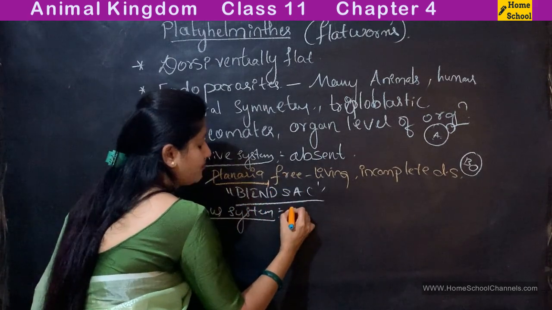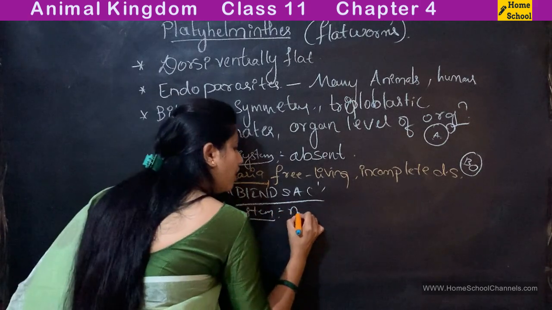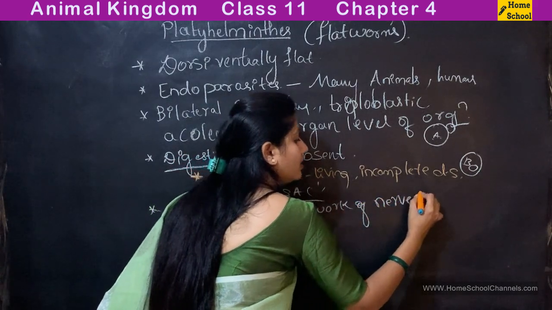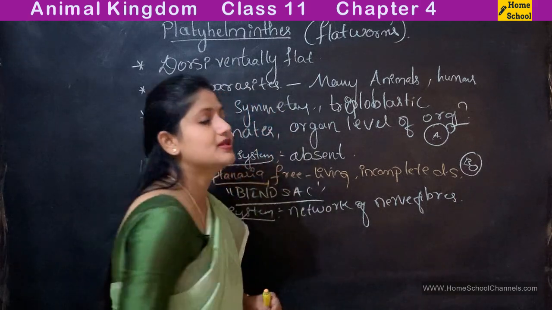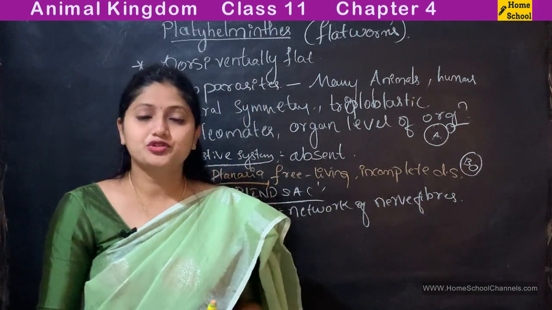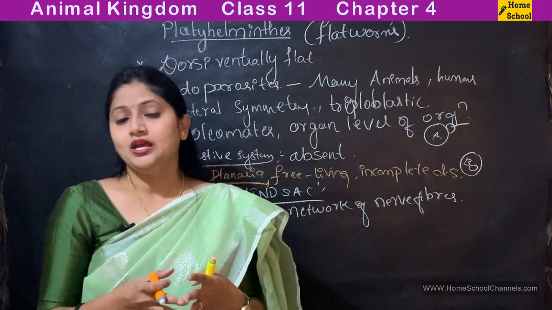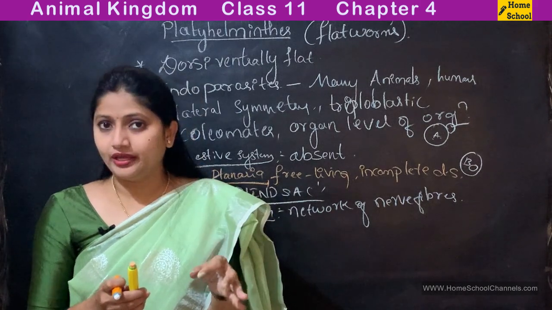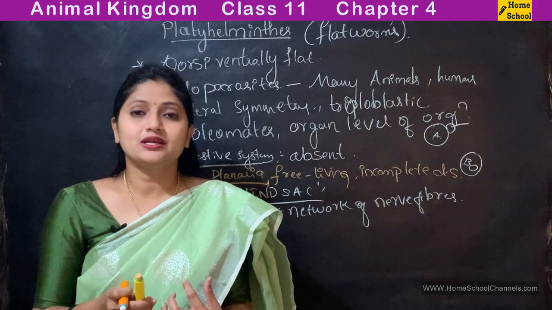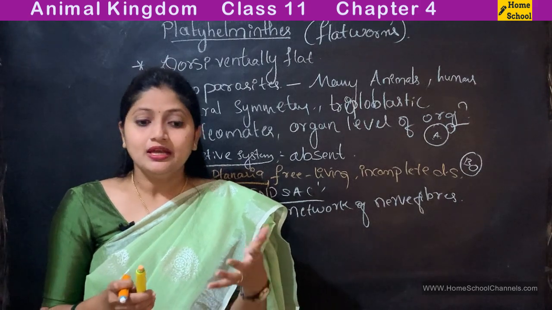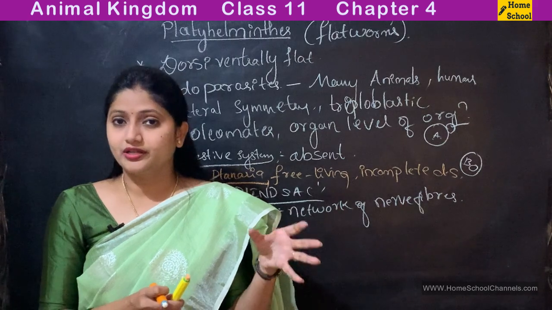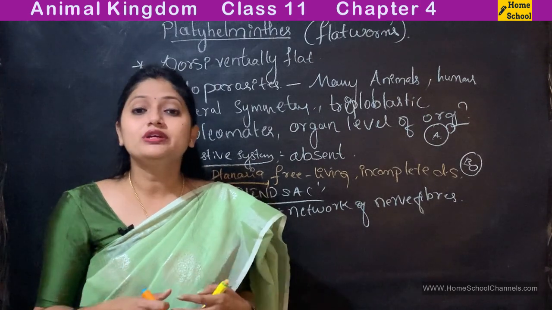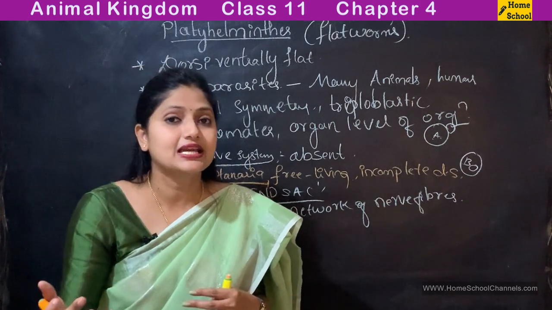So it is a network of nerve fibers, and the aggregation of these nerve fibers acts as the nervous system. Then moving on to the excretory system. Though digestion is not there because the already digested food is consumed by the members of Platyhelminthes, a digestive system is definitely not required in endoparasites, but there should be an excretory system because the food which is consumed has to be excreted.